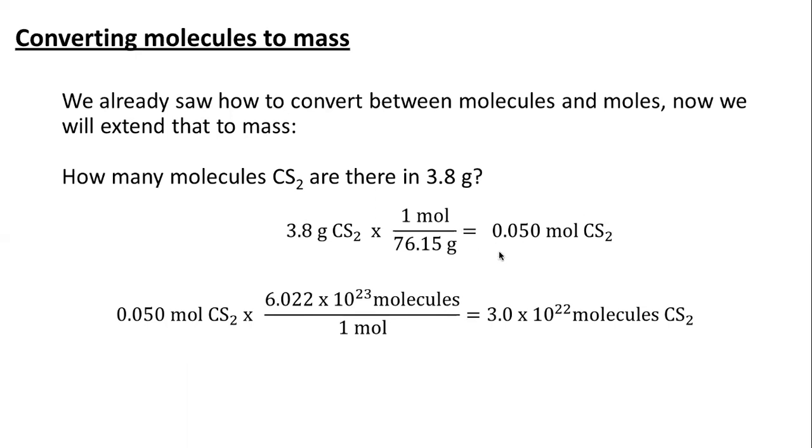We're going to take this number here, this 0.050 moles, and we're going to multiply it by the fact that we have 6.022 times 10 to the 23 molecules in 1 mole. Again, what goes up must come down. So if we multiply 0.050 by 6.022 times 10 to the 23 molecules, we get 3.0 times 10 to the 22 molecules. So this is a way that we can understand how many molecules and mass we have in a mole.